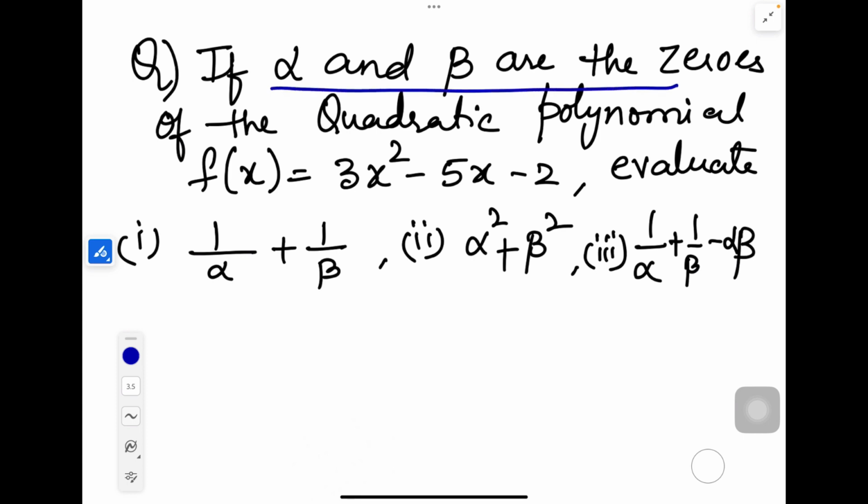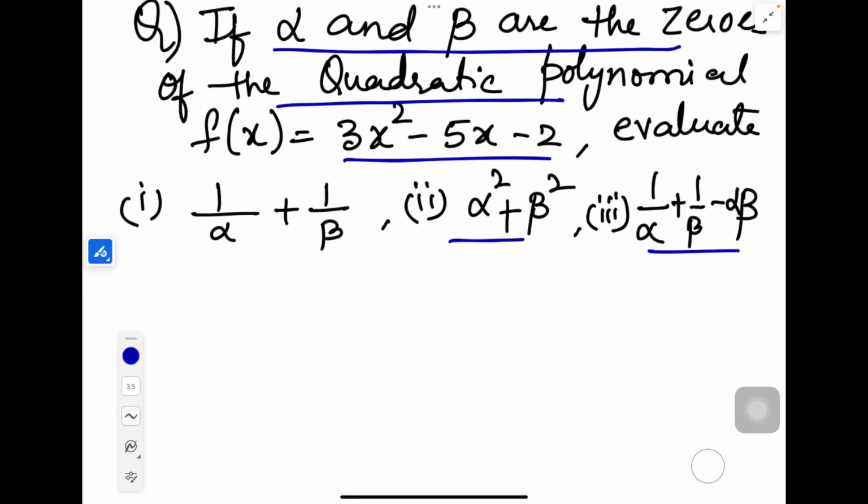This is a question from class 10, Polynomials chapter. If alpha and beta are the zeros of the quadratic polynomial f of x equals 3x square minus 5x minus 2, evaluate: first, 1 by alpha plus 1 by beta; second, alpha square plus beta square; third, 1 by alpha plus 1 by beta minus alpha beta.